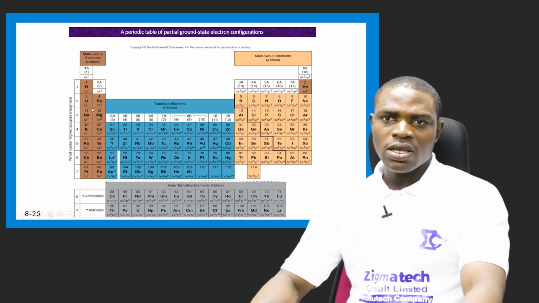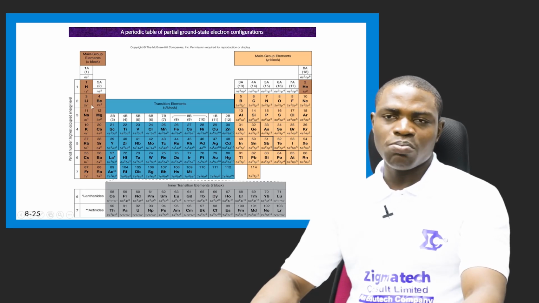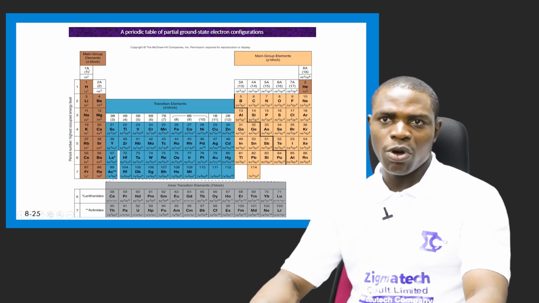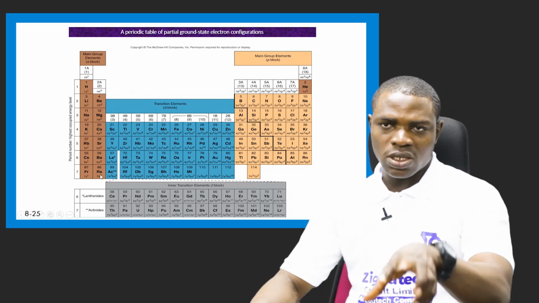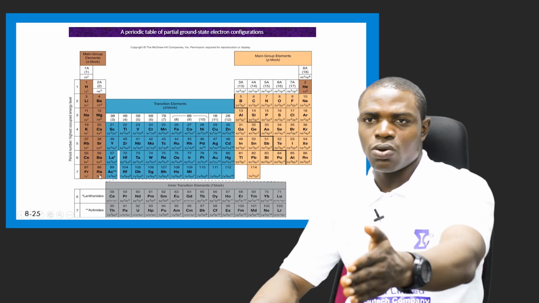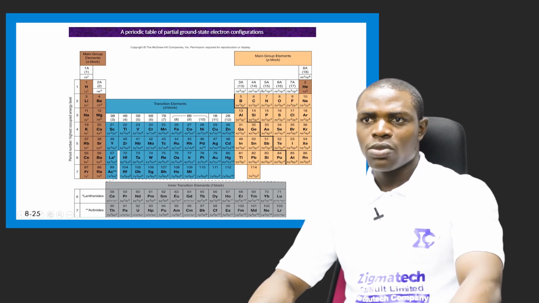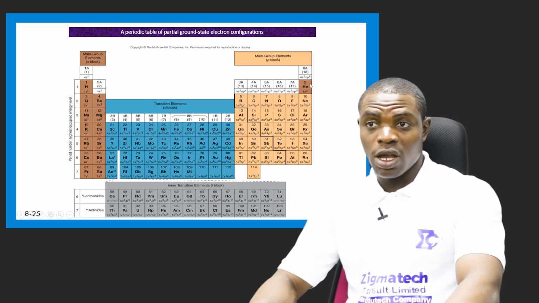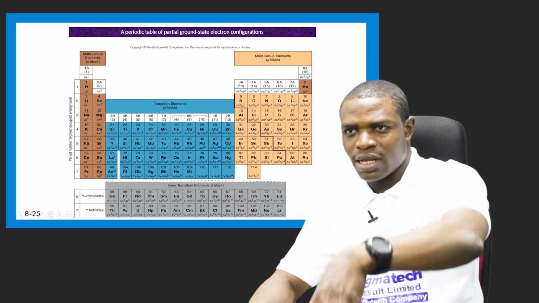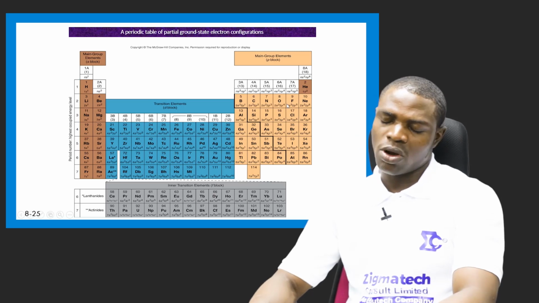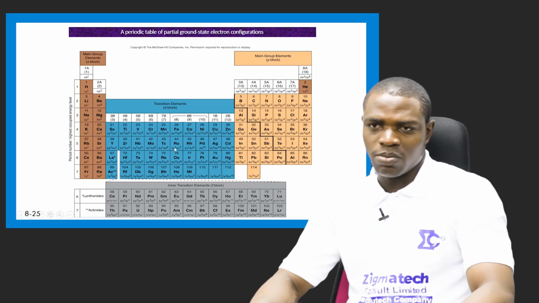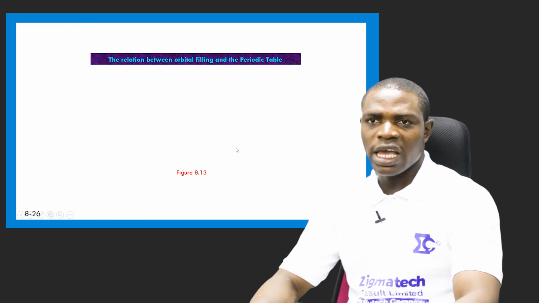Look at the first set. The first set here is the S block orbitals. So from hydrogen to this particular second row is actually meant for S block. Now going from boron here, from helium here towards down, you see this is the P block orbital, then the middle one is the D block, the last one is the F block.